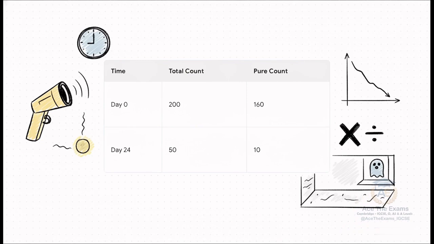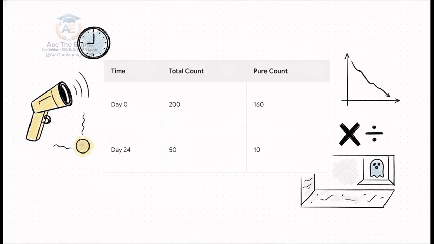Here is raw data from an actual past paper scenario. Let's do a quick data scan. A scientist is measuring radiation over 24 days. On day 0, the detector reads a total count rate of 200 counts per minute. On day 24, it reads 50 counts per minute. The question asks you to calculate the half-life.